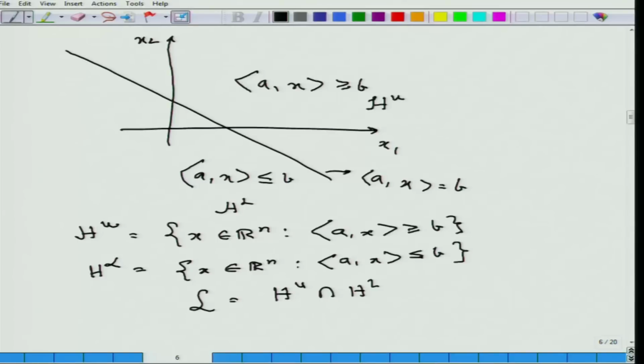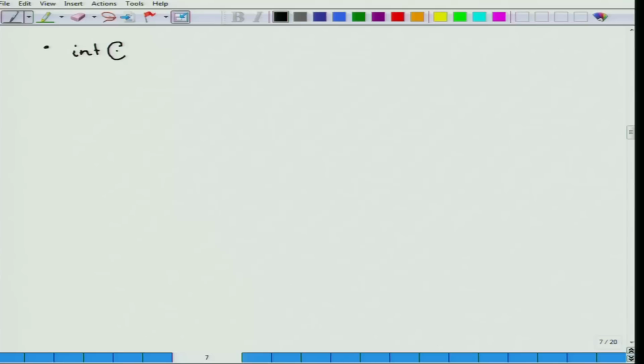Now, we have shown here that L is HU intersection HL, but of course, as homework I would ask you to show that HU and HL are convex sets, and by knowing that the intersection of two convex sets is convex, you can immediately deduce that L is a convex set. Now, an important property of convex sets is the following: if you take a convex set C and look at its interior, I am sure all of you know the definition of an interior. In case you do not, look up any standard book on analysis. So, if C is convex, then the interior of C is also a convex set.